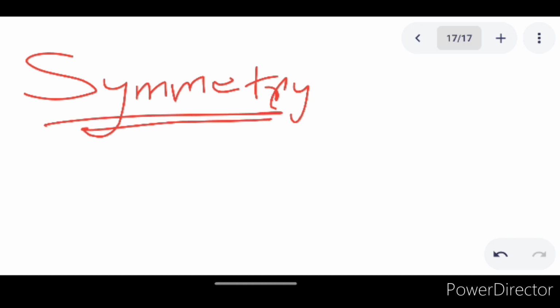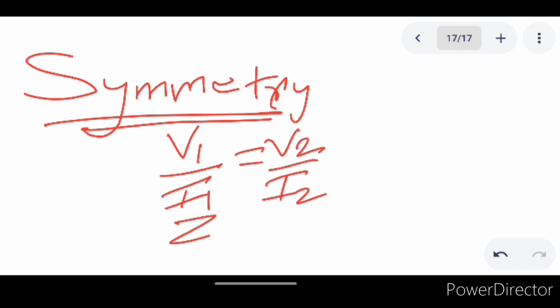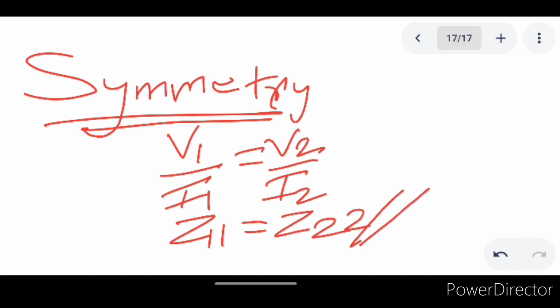Now let us consider symmetry. Symmetry is nothing but V1 by I1 is equal to V2 by I2, nothing but Z11 is equal to Z22. This is the condition for symmetry.